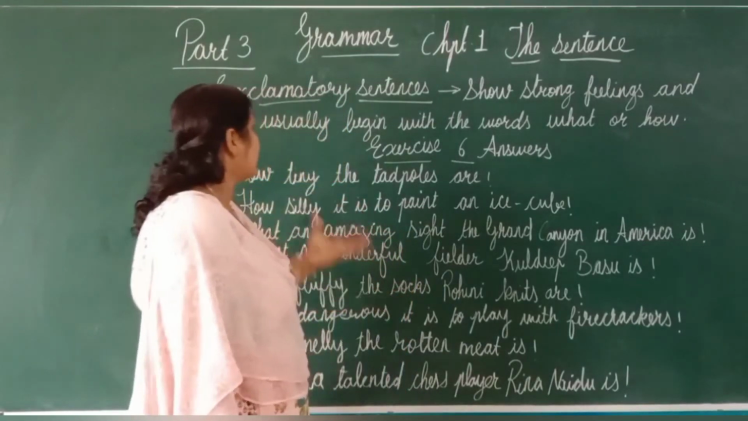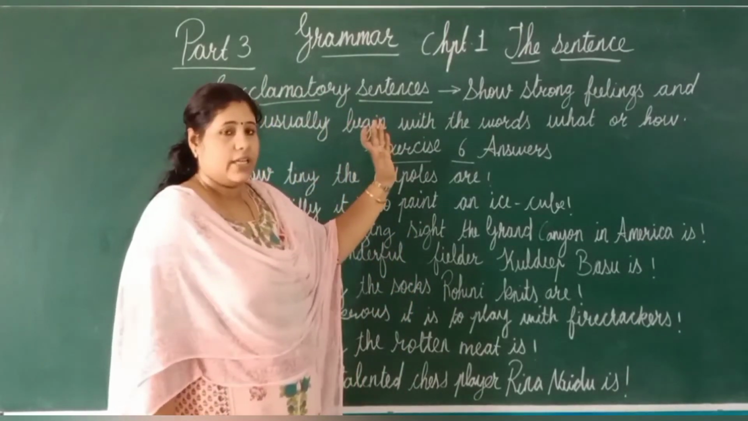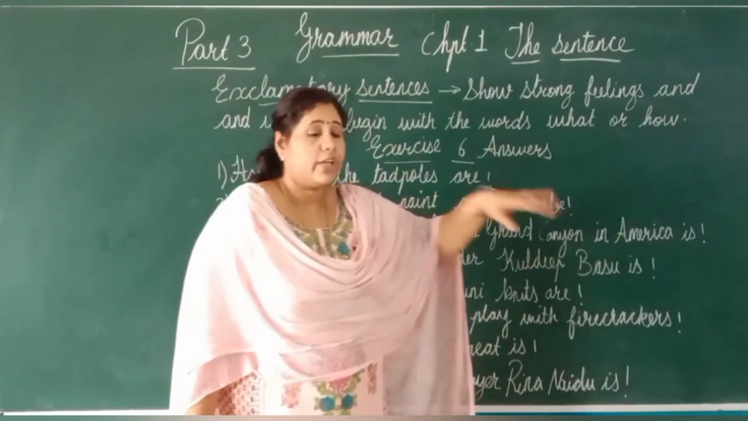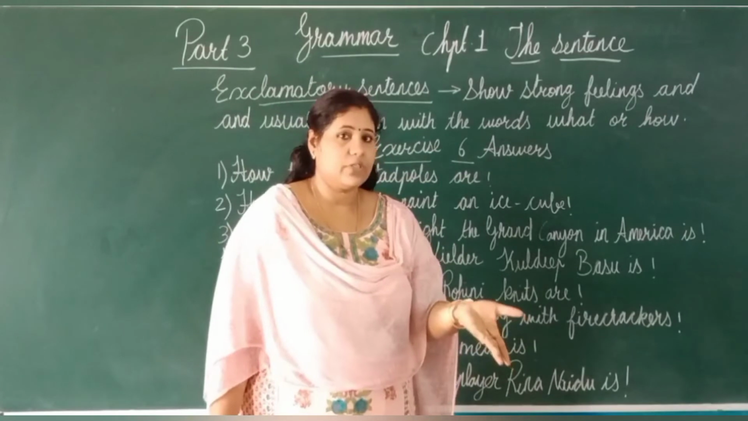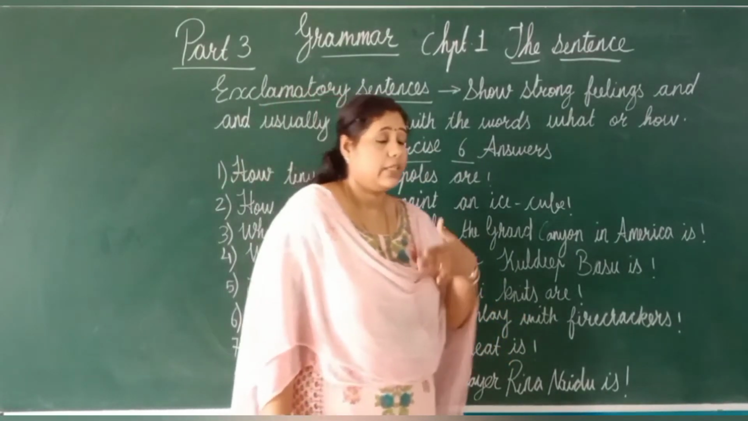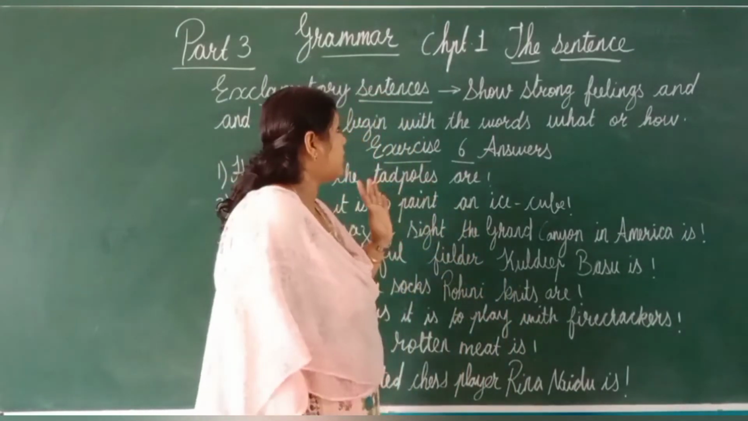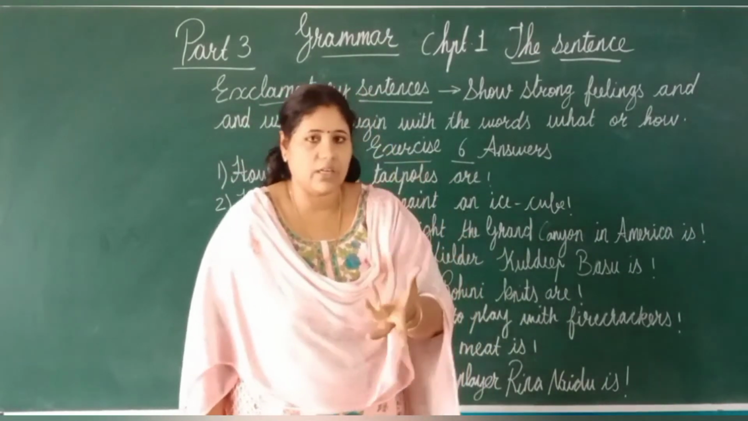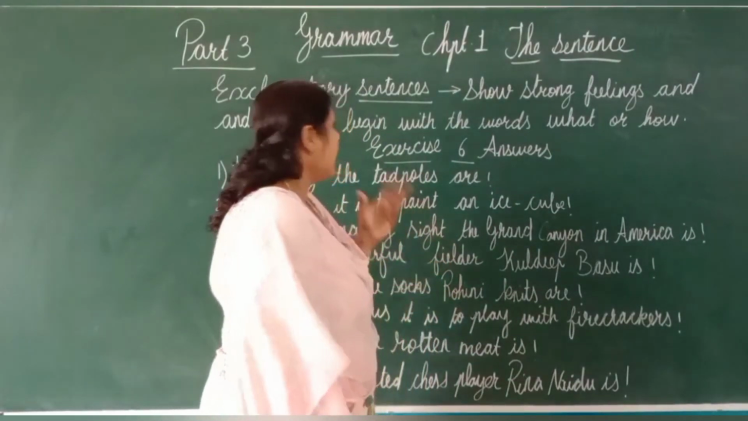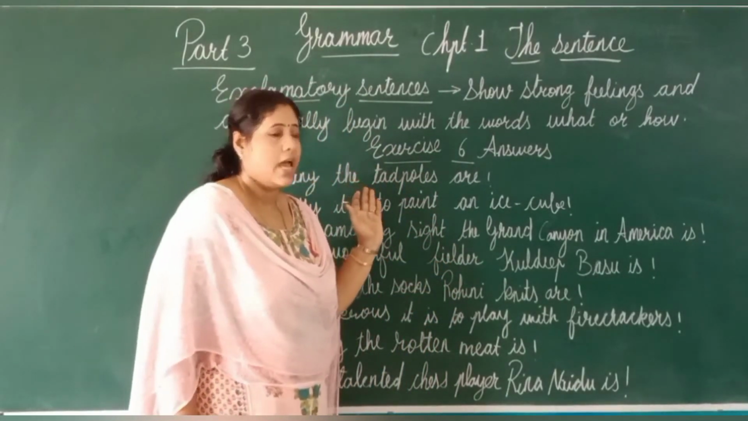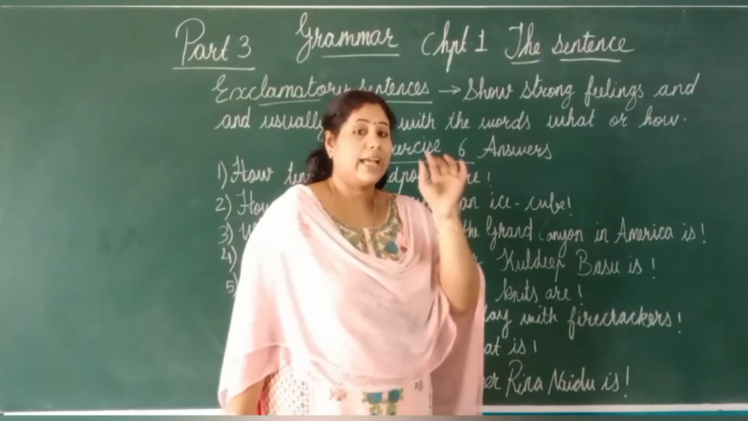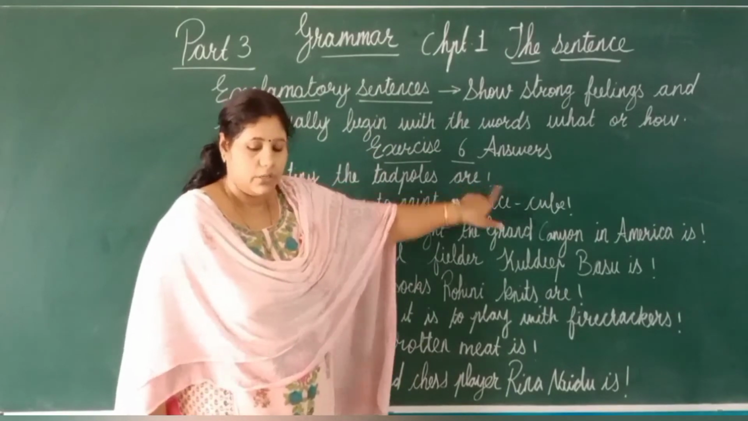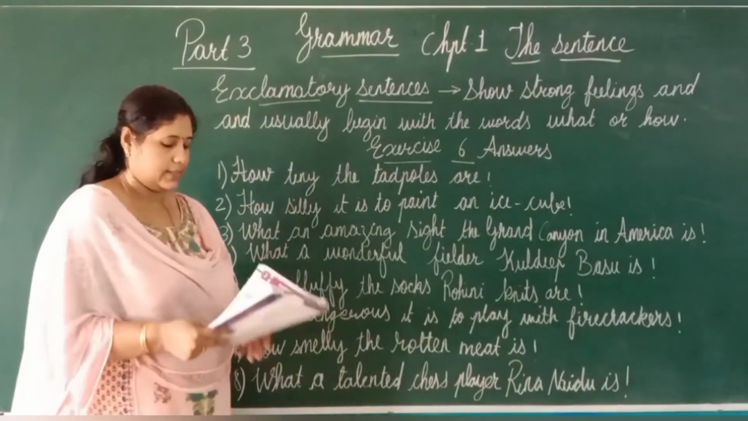So that is known as an exclamatory sentence. It usually begins with what or how. Don't get mixed up with an interrogative sentence. Okay, an interrogative sentence is asking a question. An exclamatory sentence is expressing strong feelings towards something or someone, some person. Okay, so that is what an exclamatory sentence is. And it always ends with the exclamatory mark. This is the exclamatory mark. So let's start with the exercise.